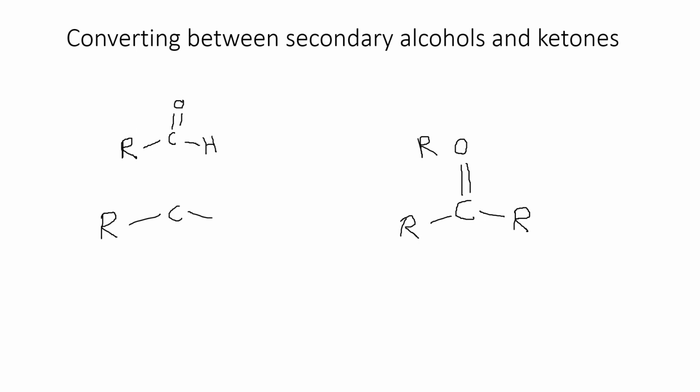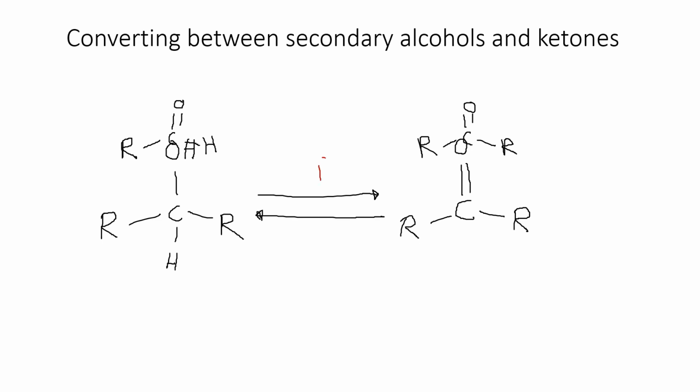A secondary alcohol would look pretty similar, but you'd have an OH group rather than the C double bond O, and therefore this must be a hydrogen here. And you're going to be able to convert from the alcohol to the ketone, and from the ketone back to the alcohol. So we'll call this arrow number 1, and this arrow number 2.